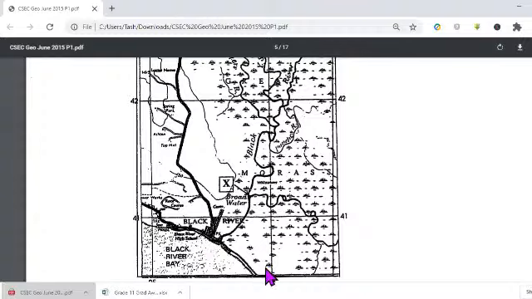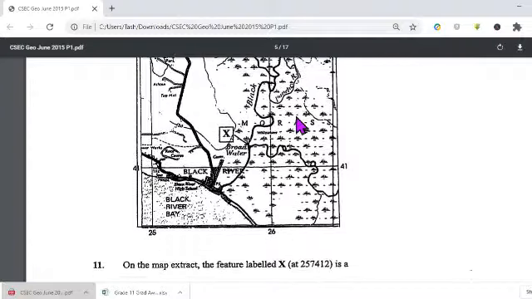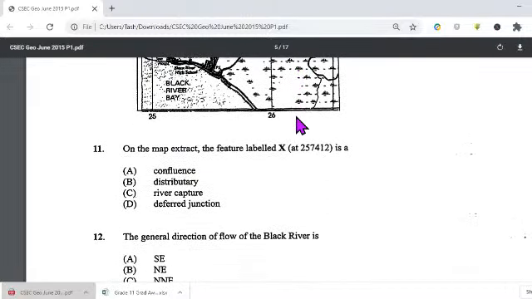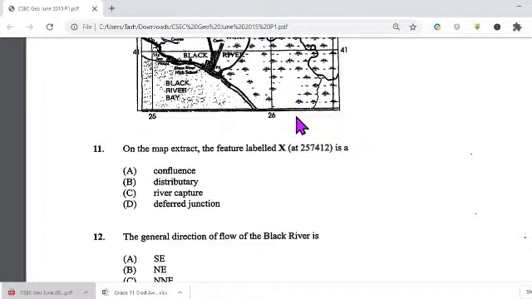We're seeing that our river ends here. This is where the deposition is taking place. So we need to look to see where the river is heading from, right? I think it said, what is the general direction? Let me just double check. Right. The general direction of flow of the Black River is.